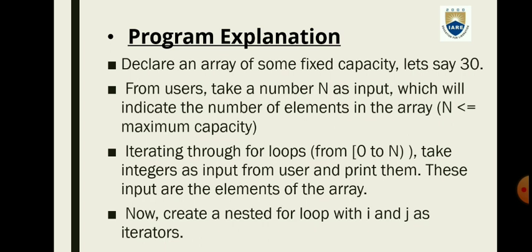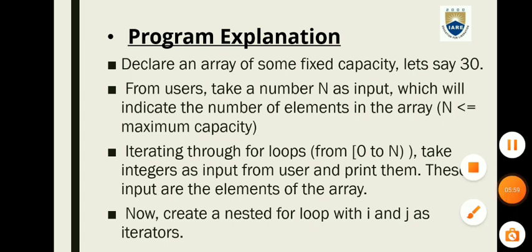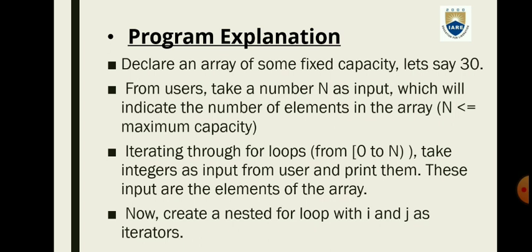Program explanation. Declare an array of some fixed capacity, let's say 30. From the user, take a number n as input, which will indicate the number of elements in the array, n less than or equal to the maximum capacity. Iterating through for loops from 0 to n, take integers as input from the user and print them. These inputs are the elements of the array.